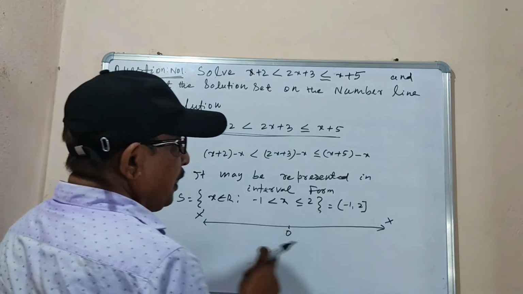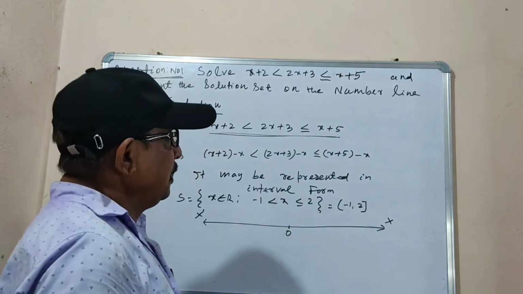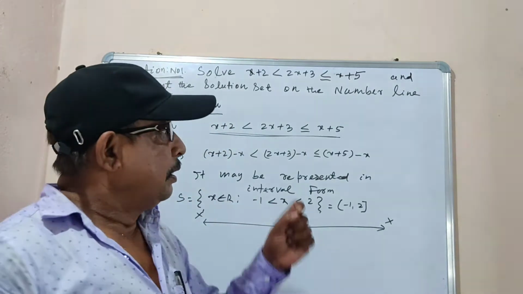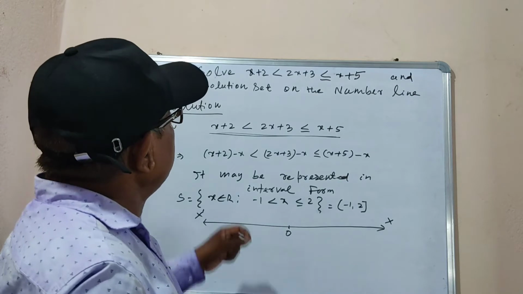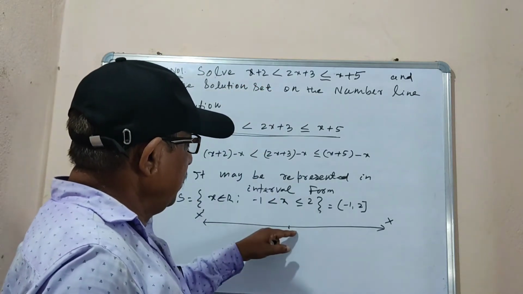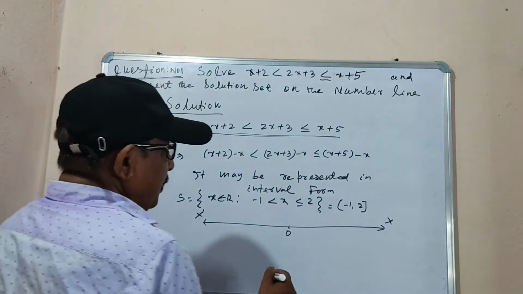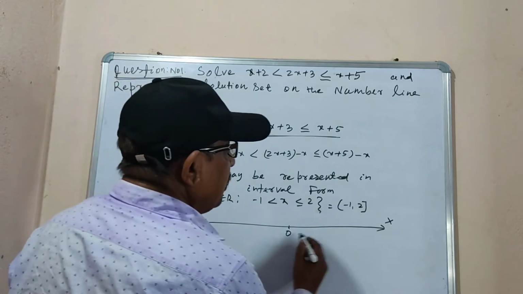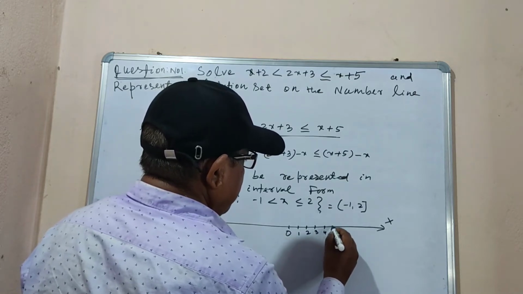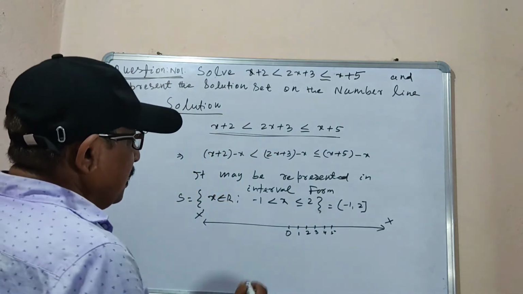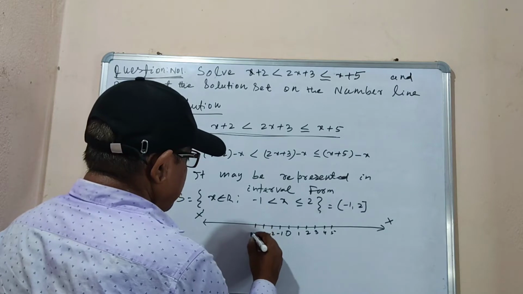There are infinitely many points on OX. For each point on the line, there is a real number in the real number set. Then there is a one-one correspondence. For each real number there is a point on the line, and for one point there is a real number. The positive numbers can be shown on OX, that is 1, 2, 3, 4, 5, like this. And negative numbers, minus 1, then minus 2, minus 3, minus 4.